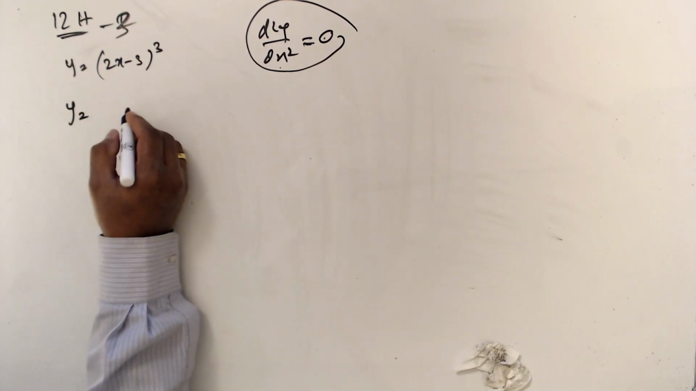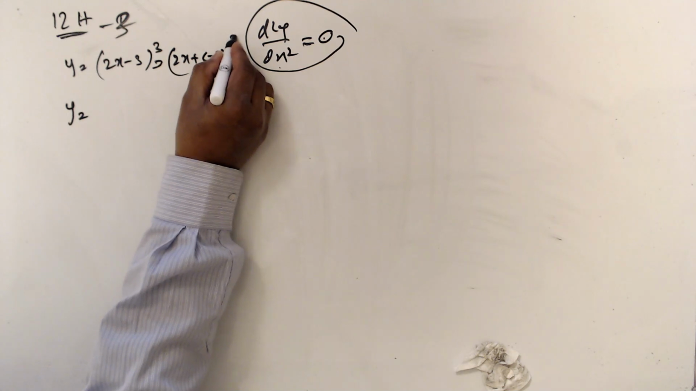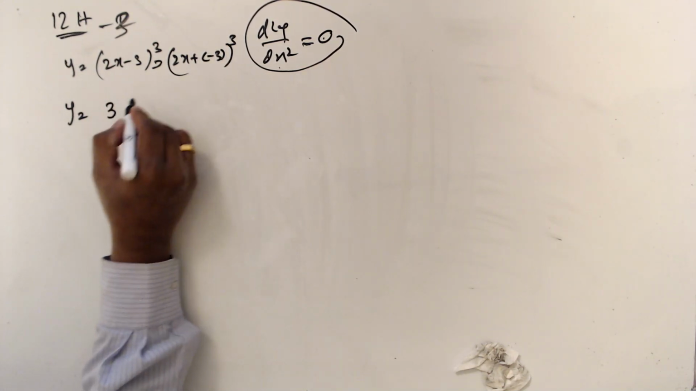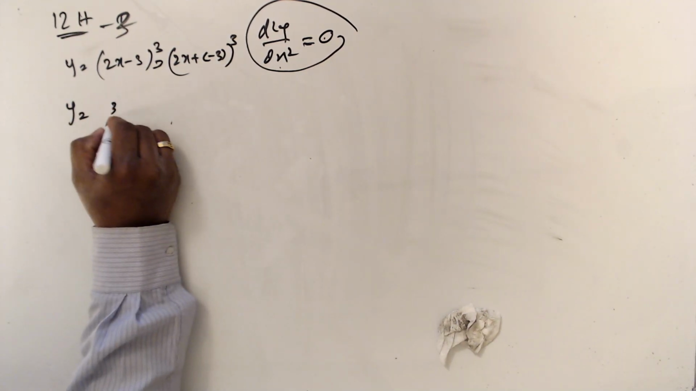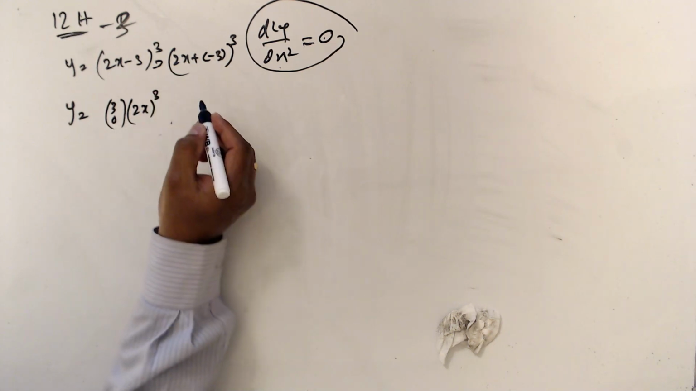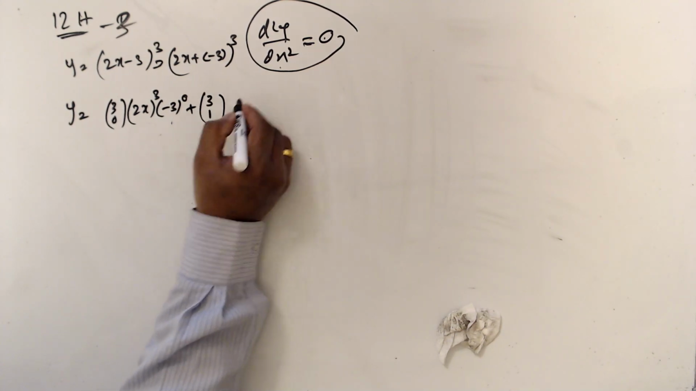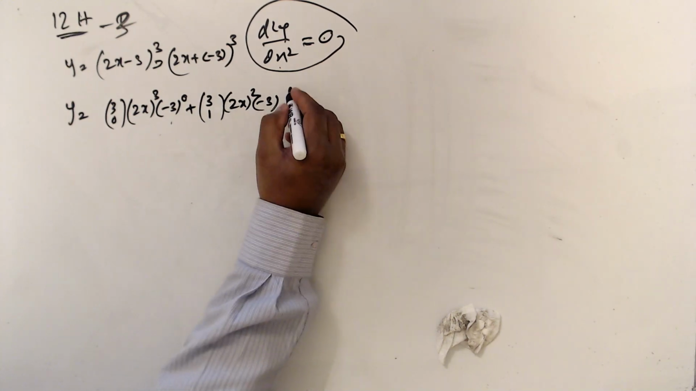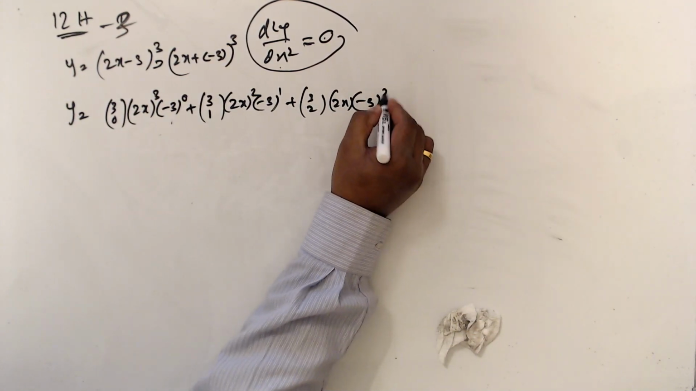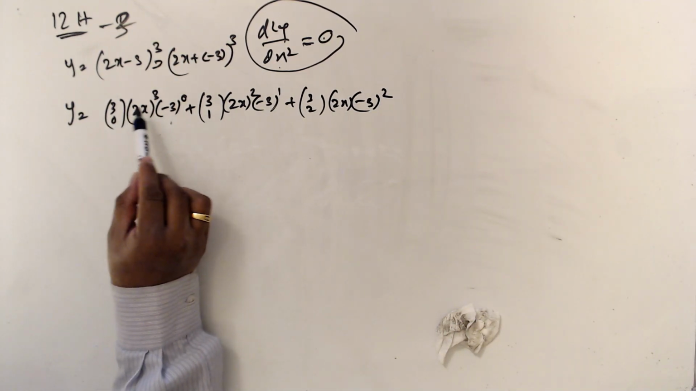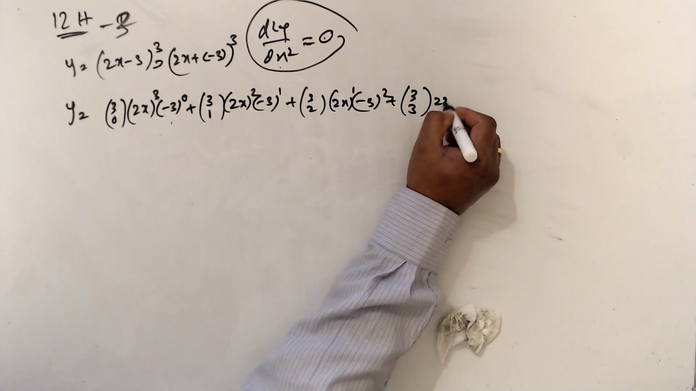So y equals... I write plus minus 3, because I'm going to use the binomial expansion, that's why I write this form. Then 3C0 (2x) cube, minus 3 to the power 0; 3C1 (2x) square, minus 3 to the power 1; 3C2 (2x), minus 3 square; and another one is 3C3, that is (2x) to the power 0.